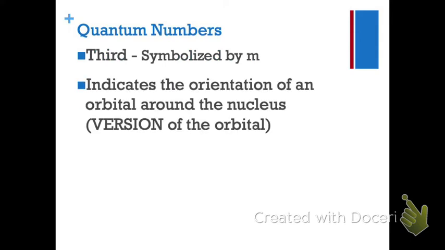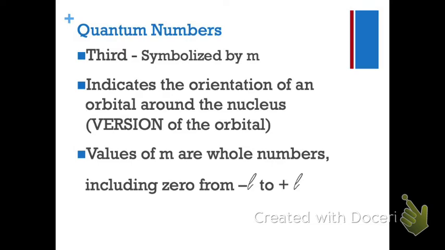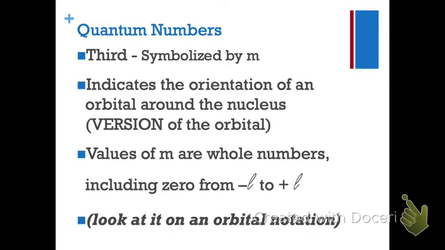The third one is symbolized just by an M, and it tells us the version of the orbital that it's in. So what version of that p orbital, what version of the d orbital, and so on. Values of M are whole numbers, including 0, from negative L to positive L. That is a little bit tricky to think about in its whole term, but we're going to do an example of this, and it comes from an element's orbital notation. That's how we can identify what the numbers could include.